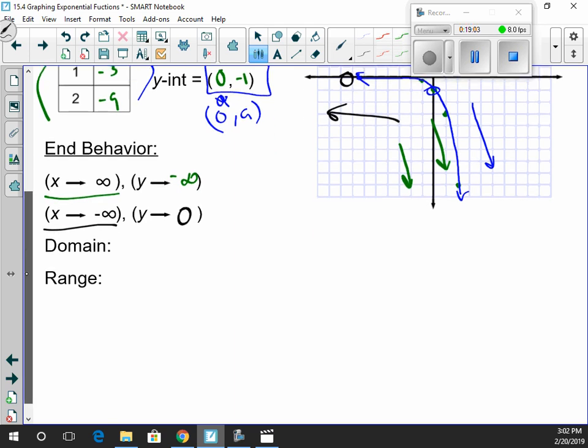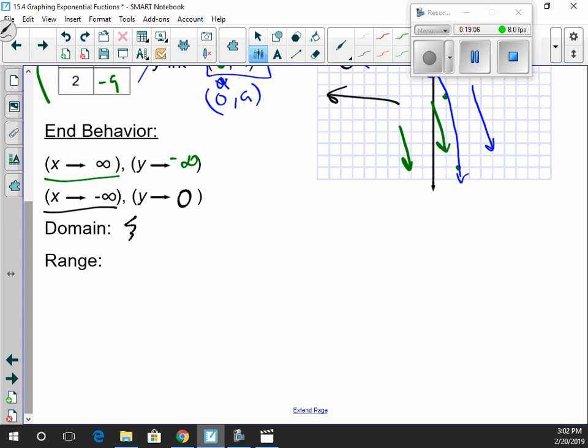All right, so what does that mean for my domain? Again, my x values can be anything, right? I can go left and right, and it works for the function. There's nothing that x can't be, so we have all real numbers.